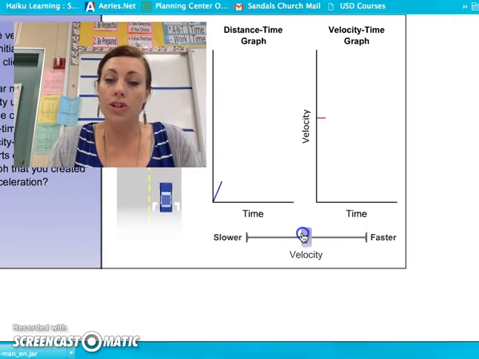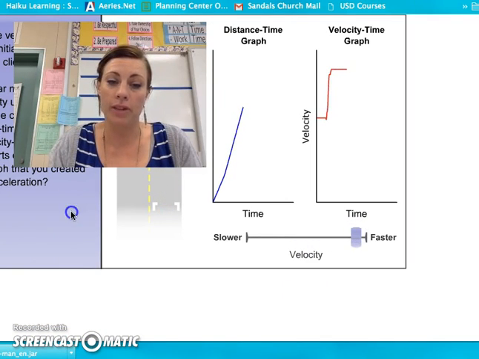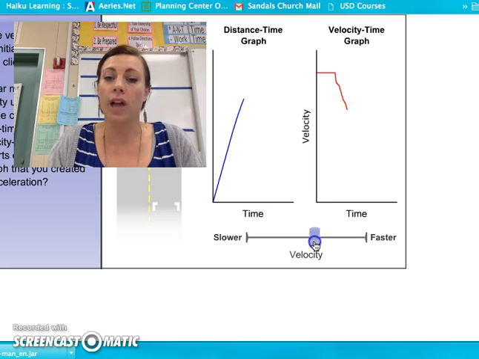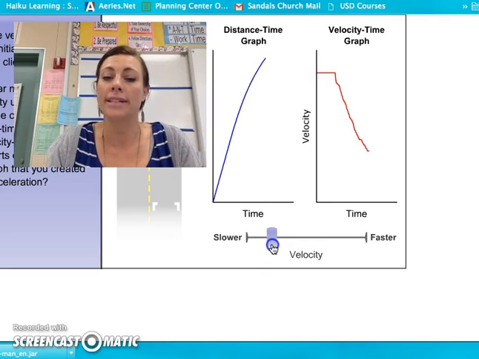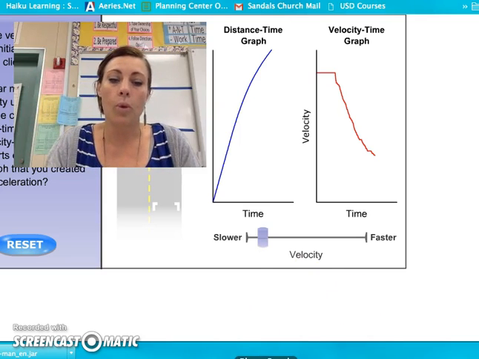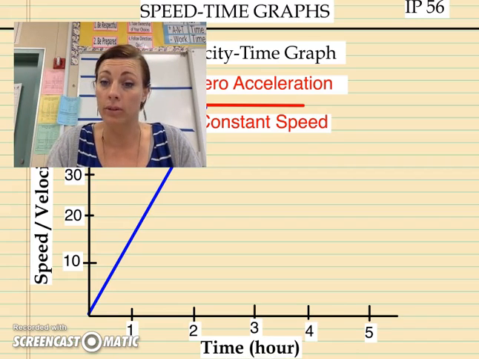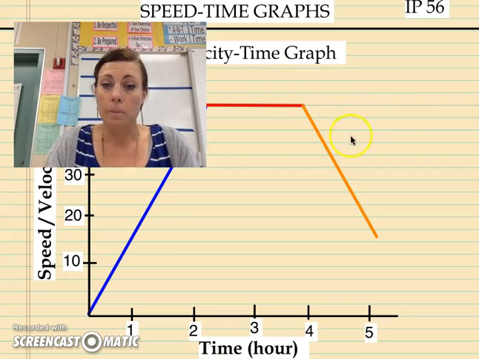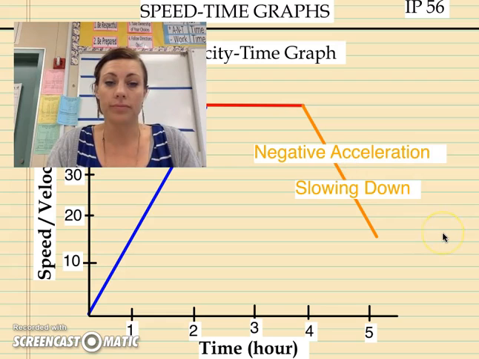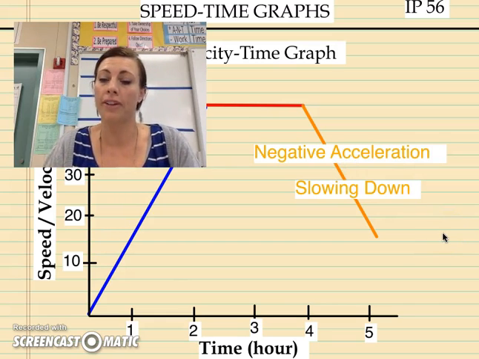Let's say I start the car fast and I slow it down. Notice that the velocity time graph line is going down because the speed is going down. We know that slowing down is part of acceleration, but it's negative acceleration. Make a downward slope line on your graph and label.